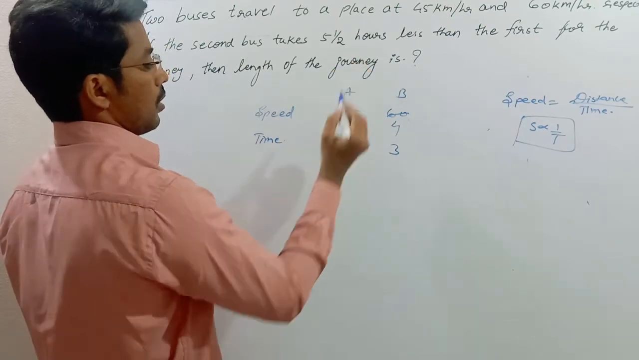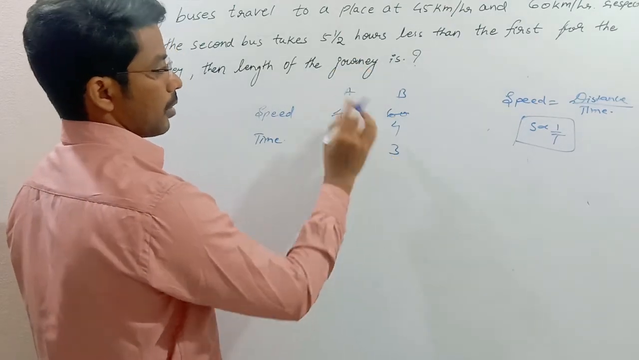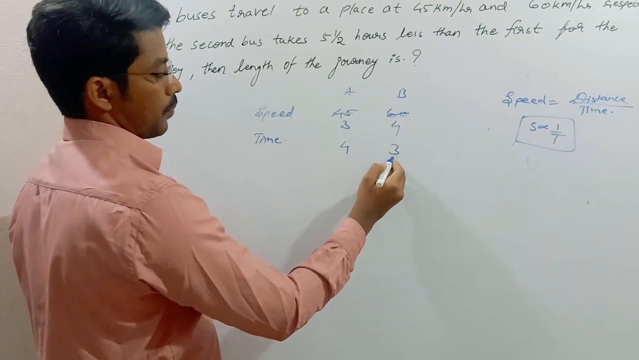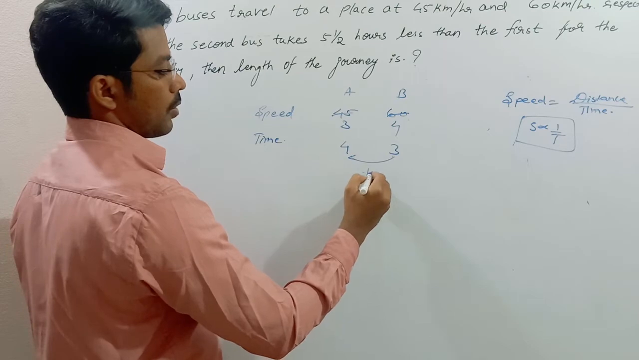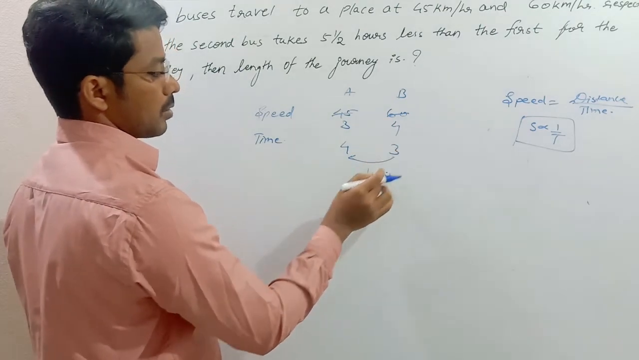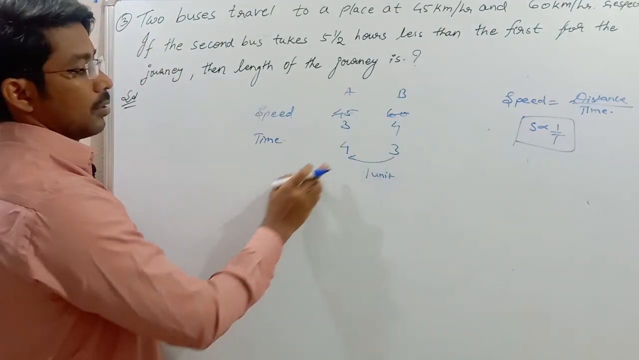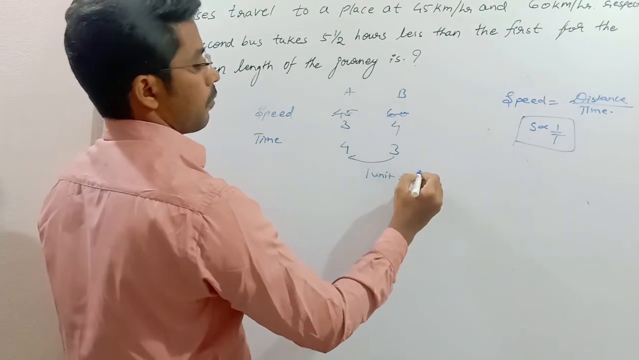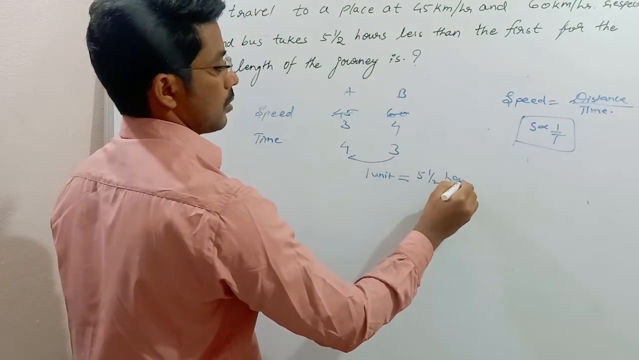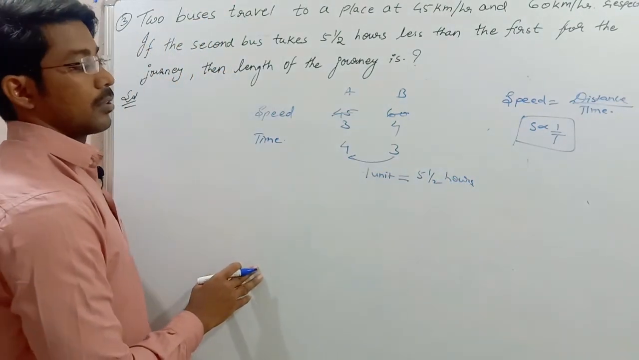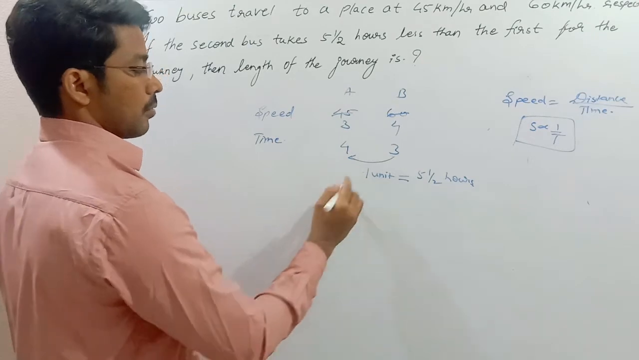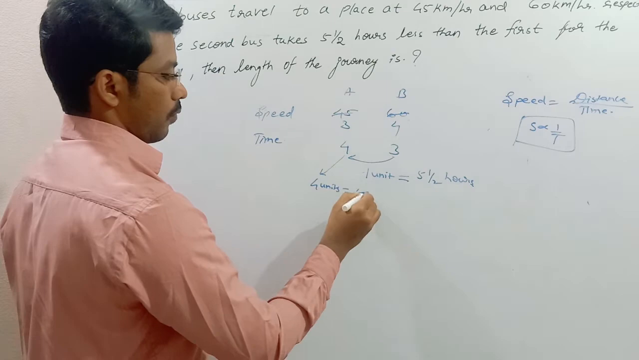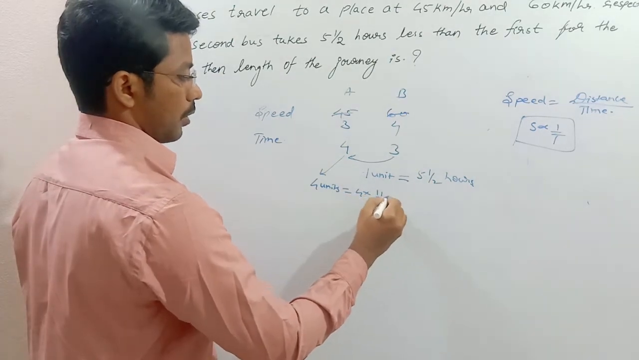So now we got the times of the first and second buses A and B as 4 and 3. So 4 minus 3, 1 unit. So the second bus takes 1 unit less than the first bus. So 1 unit is equal to the 5.5 hours difference. If 1 unit is 5.5 hours, then 4 units is equal to 4 into 5.5, which is 4 into 11 by 2.